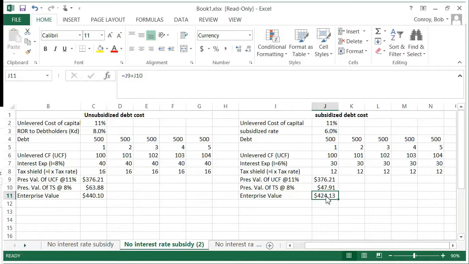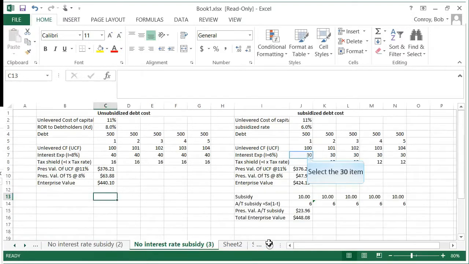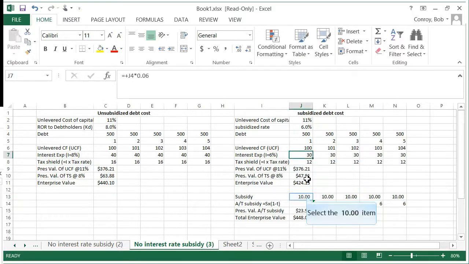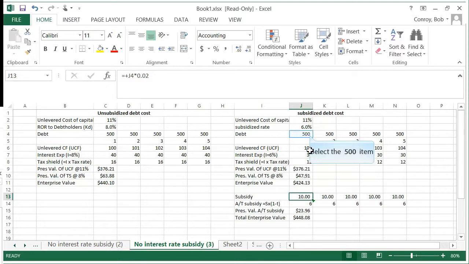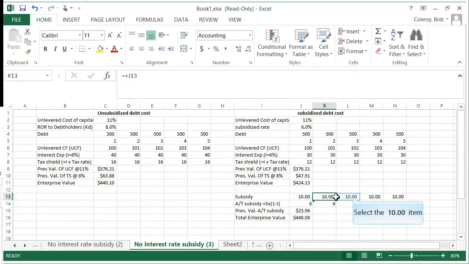The problem is that we're missing something in the subsidized debt costs case, and that is we're not incorporating the fact that the company is really getting a subsidy. It's exactly the same thing as what I had done over here. The firm would be paying 40, but it pays 30 itself, but receives a subsidy of 10 because of the lower subsidized rate, 6% versus 8%. So the subsidy is actually 2% times the amount of debt, which is 10 every year.